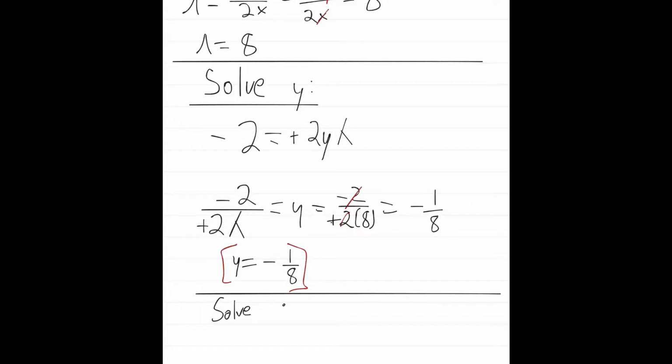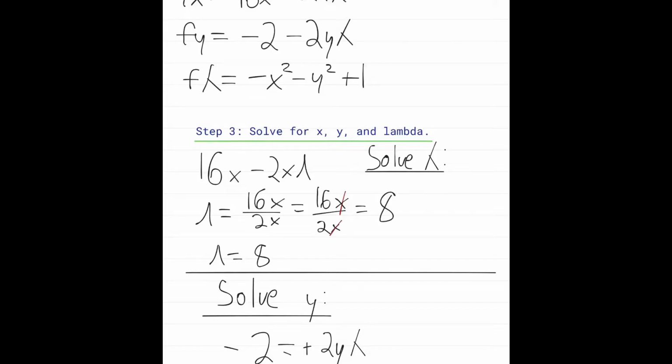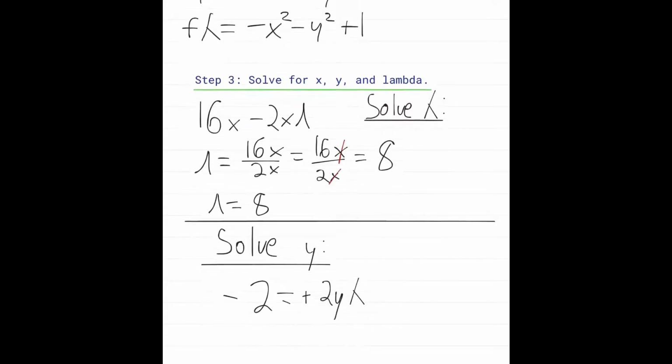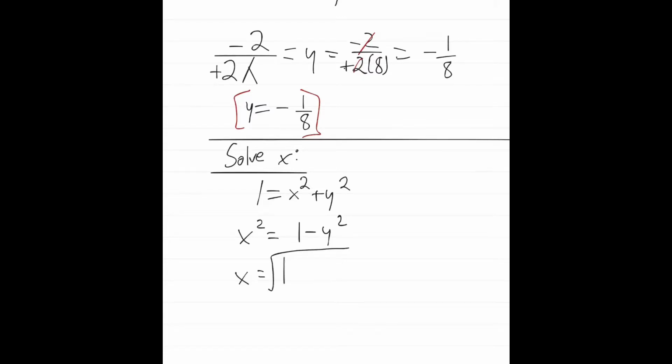And now the next step is we solve for x. So how do we do that? Well, we have one remaining equation. We use the last one, the partial lambda equation. So negative x squared minus y squared plus 1. We can solve this for 1. So in doing so, 1 is equal to positive x squared plus positive y squared. And we have the value of y squared, so we know that x squared would be equal to 1 minus y squared. So x would be equal to the square root of 1 minus y squared.